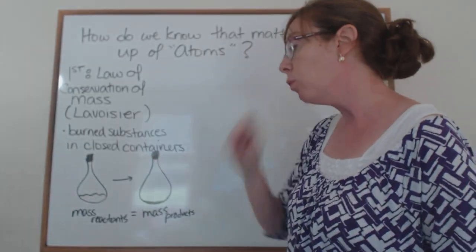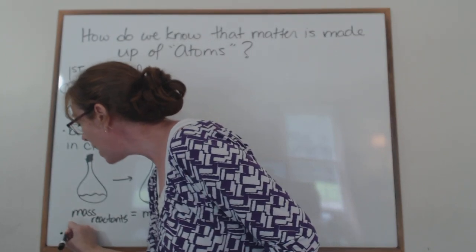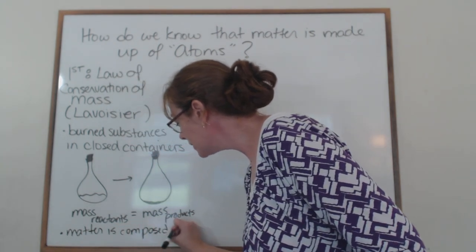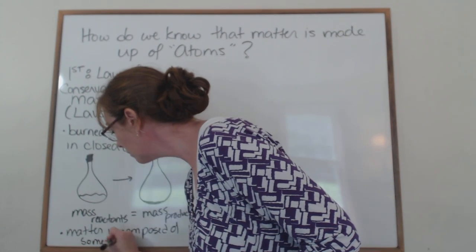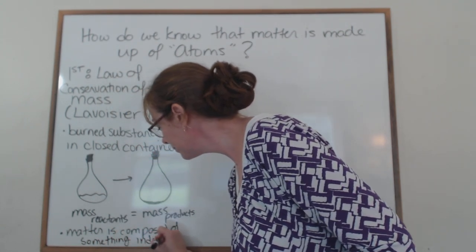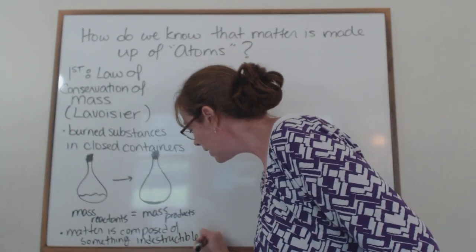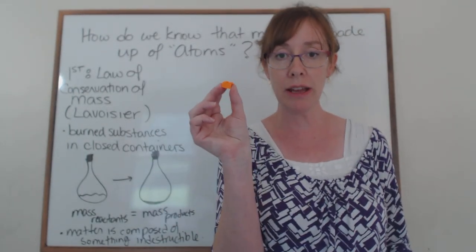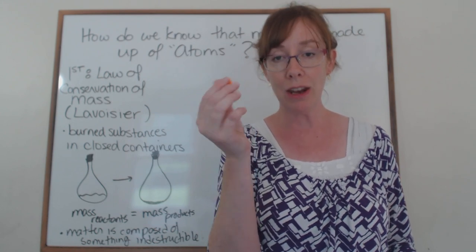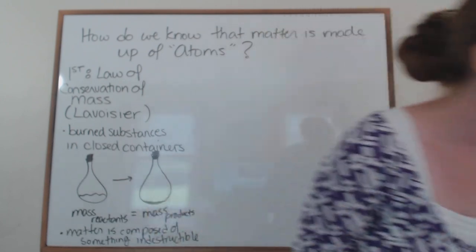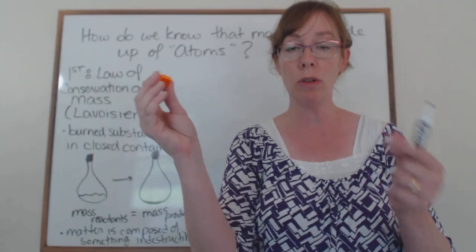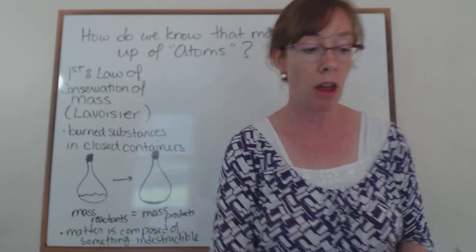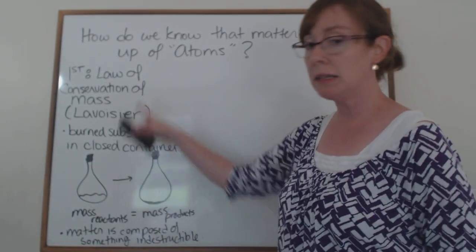The total matter inside those flasks. Now, what that really told Lavoisier was that matter is composed of something indestructible, unable to be destroyed. And actually, that's where these Legos are kind of a nice little analogy for atoms, because they're pretty indestructible. Just like atoms, they don't just disappear, okay? They get recombined in different ways to make different types of molecules when a reaction happens, but they don't just disappear into thin air. They still exist. All right, so that was his main discovery.